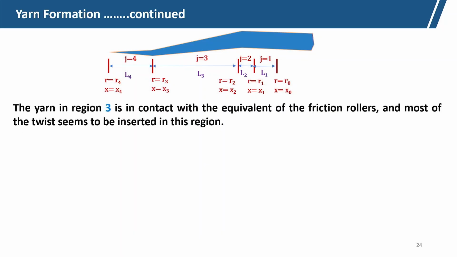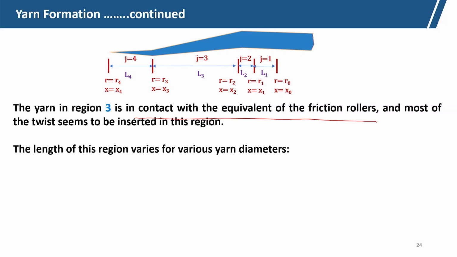The yarn in region 3 is in contact with both friction rollers, and most of the twist seems to be inserted in this region. At this zone the number of fibers is minimum, and the yarn is in contact with both the rollers. So torque is less and the frictional force is high. That makes most of the twist inserted in this region. The length in this region varies for various yarn diameters.